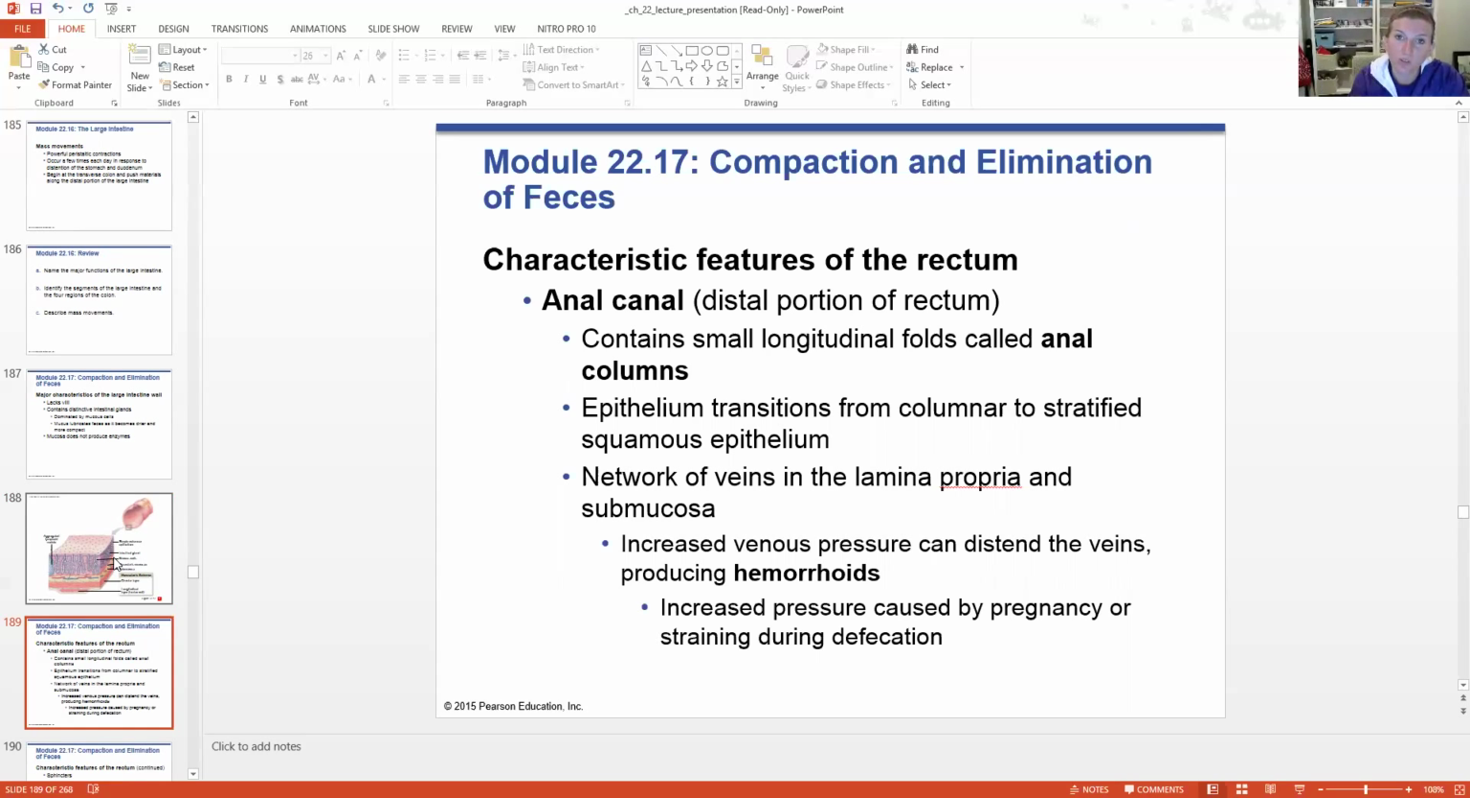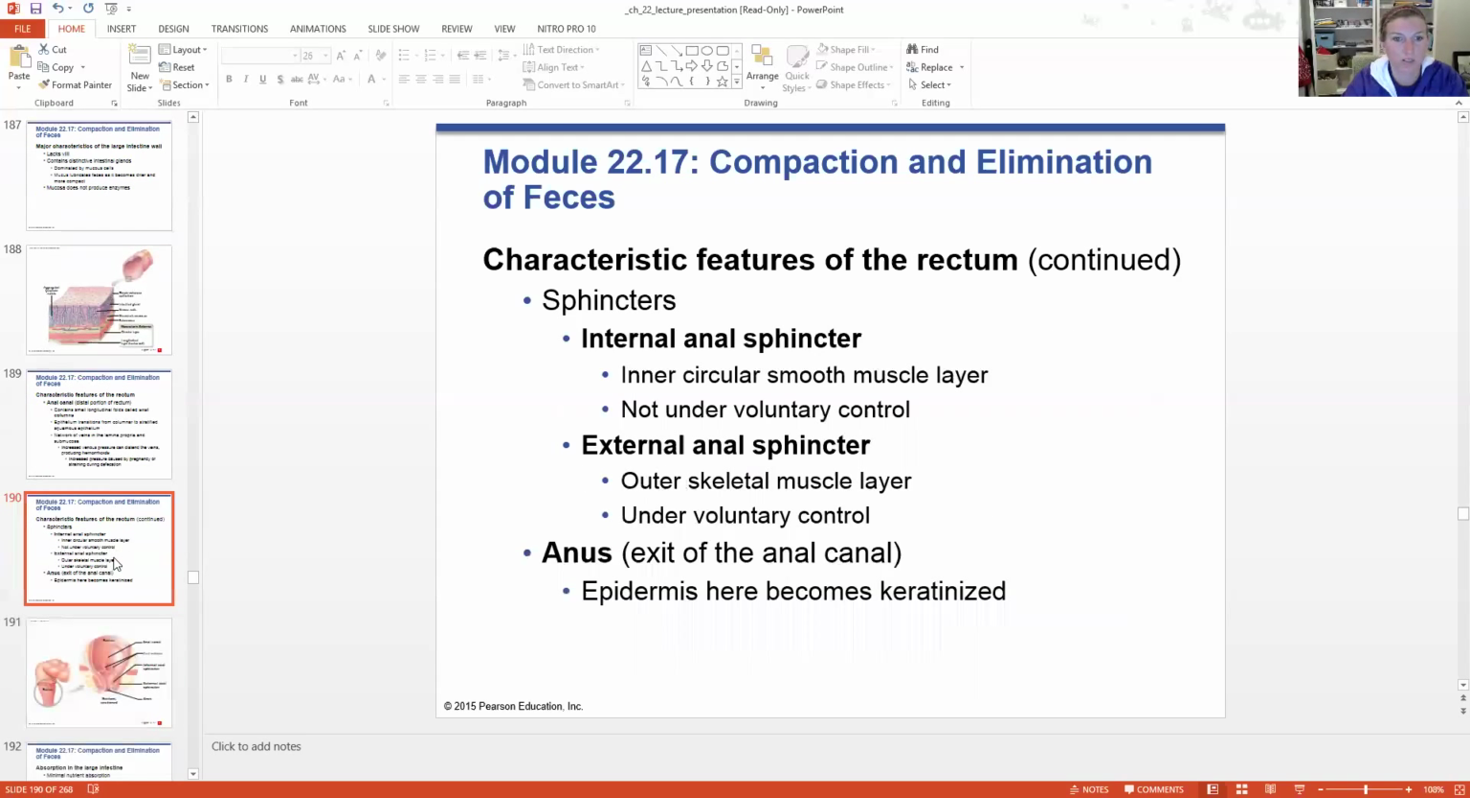When there's too much venous pressure, those veins can become distended, and that is what a hemorrhoid is. They could actually be internal or external. I mean, they're actually protruding out of the anus itself, very uncomfortable. This can be caused by pressure in pregnancy or pressure during defecation when you're squeezing and bearing down to remove the feces. It could cause the increased venous pressure, which can cause a hemorrhoid.